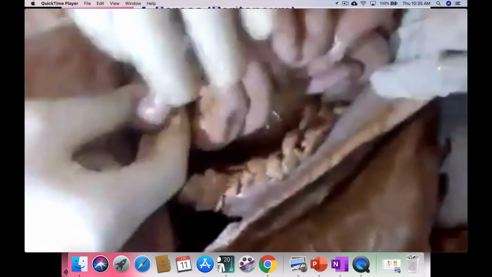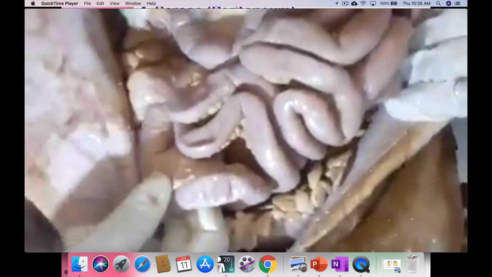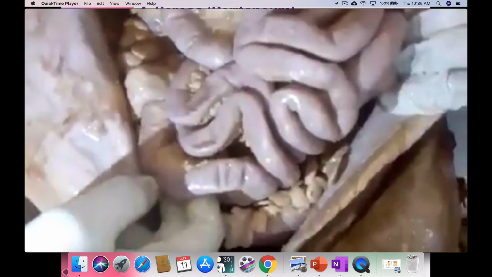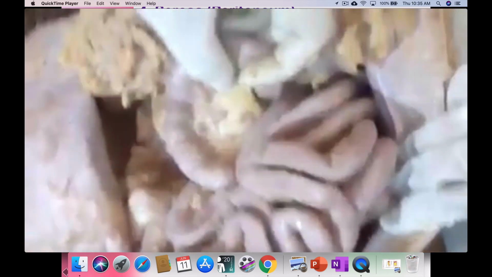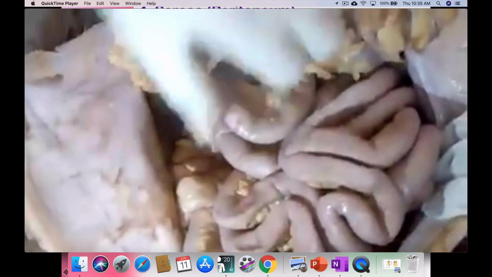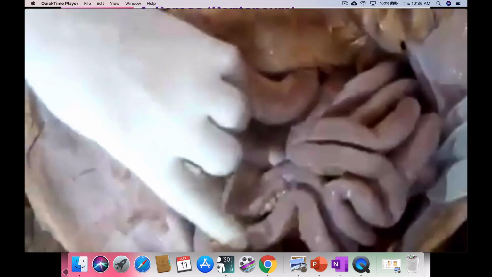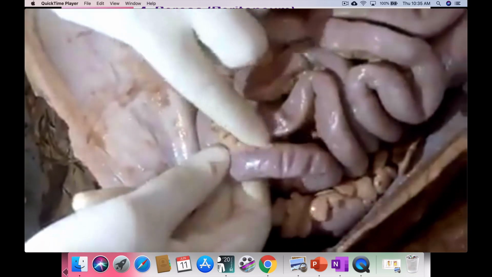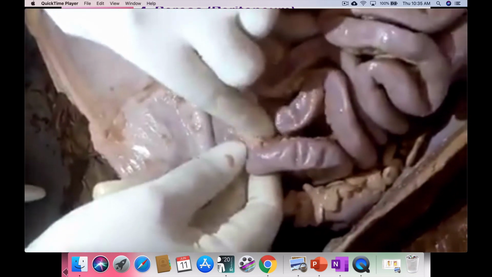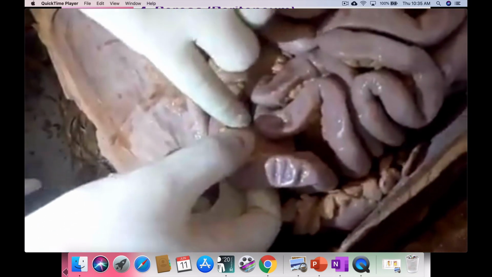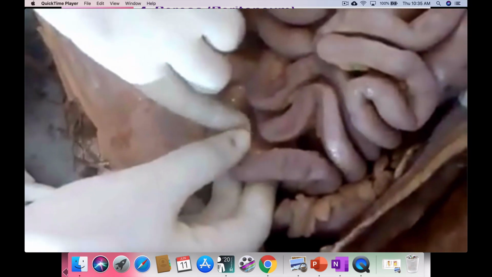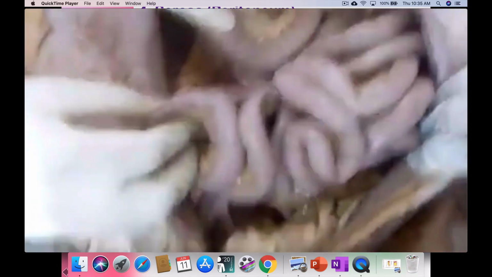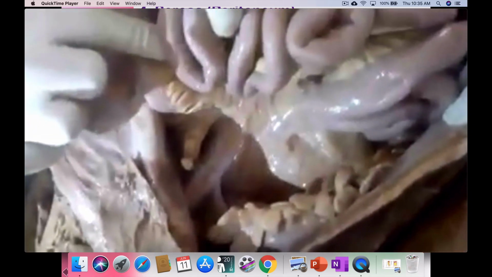And this is the ileum. So the difference between these two is that we can see less fat in the mesentery of the jejunum, whereas there is more fat in the mesentery of the ileum. This reduces the blood flow to the intestine. So ischemic bowel disease is common in the ileum.